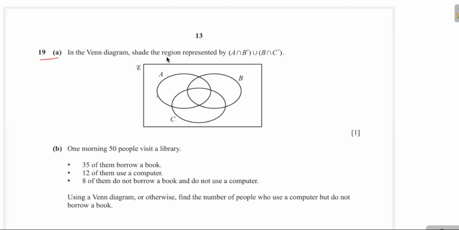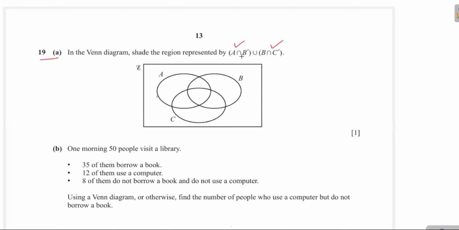Question 19, part A. In the diagram, shade the region represented by A intersection B dash union B intersection C dash. Firstly, we mark the region A intersection B dash and then B intersection C dash, and both regions will be included because of the union between the sets.